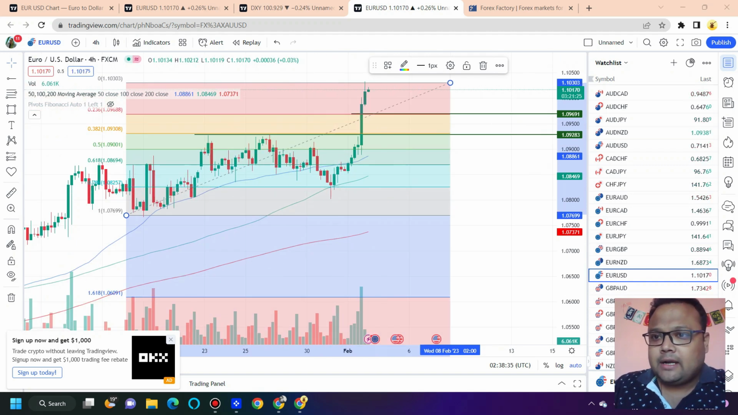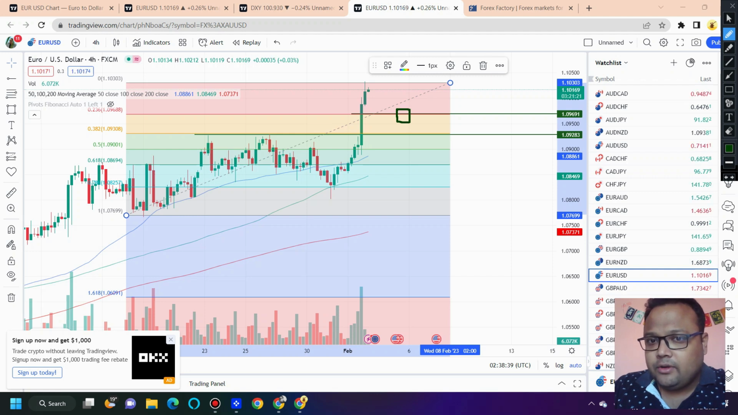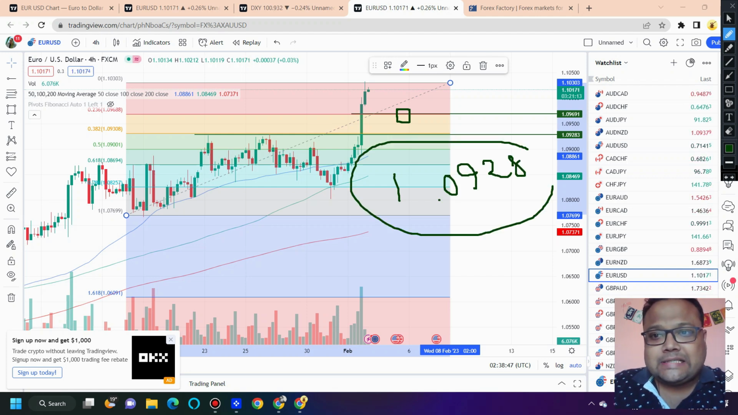So on the other hand, if Euro USD breaks this level and comes down to 1.0928, this will be our second support. In comparison to this support, or this level, this level is far better.